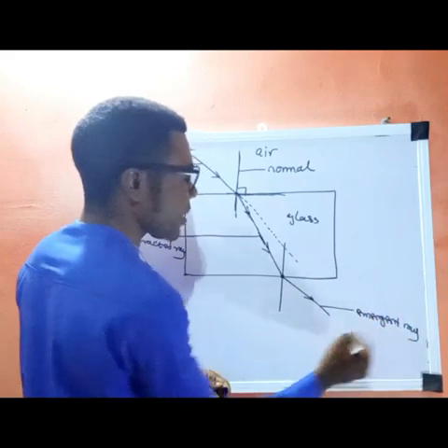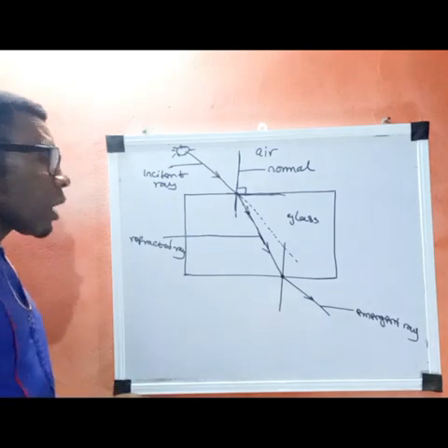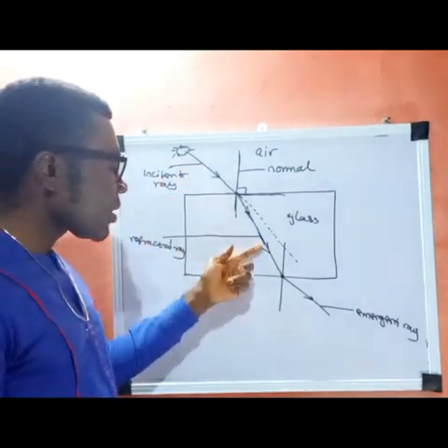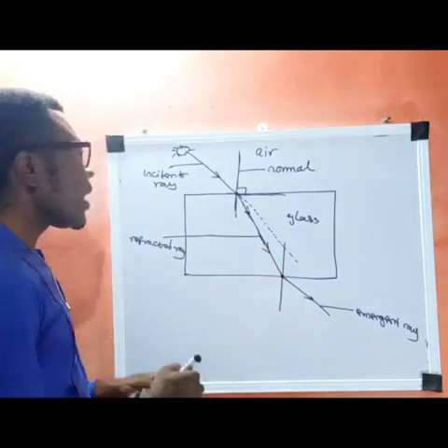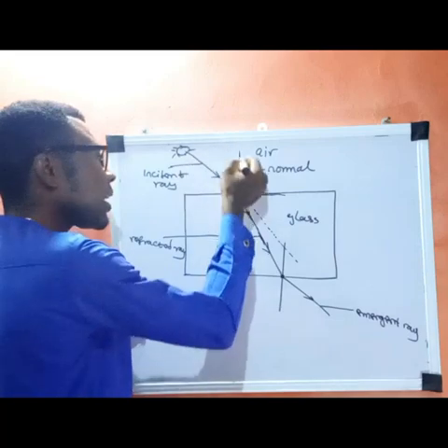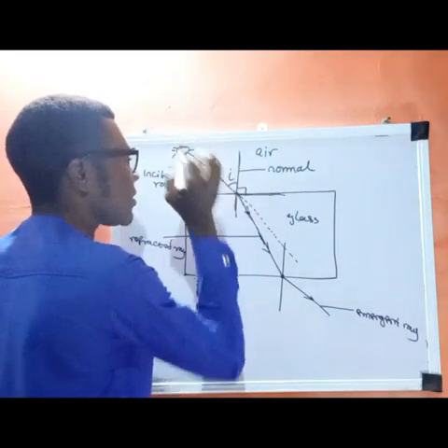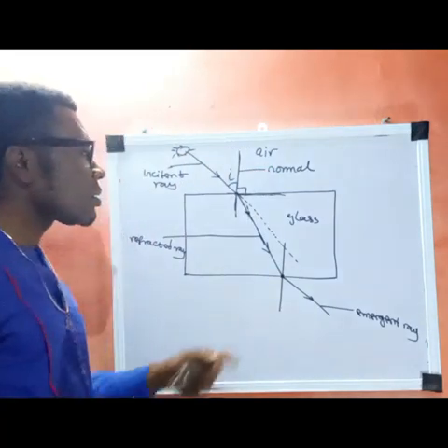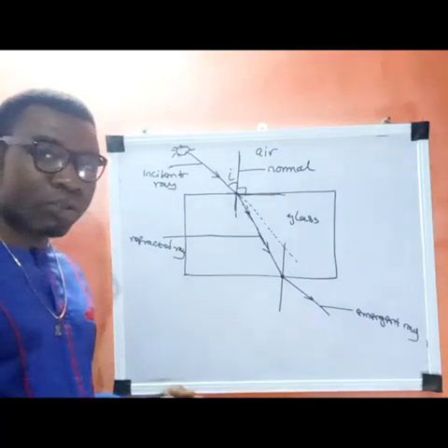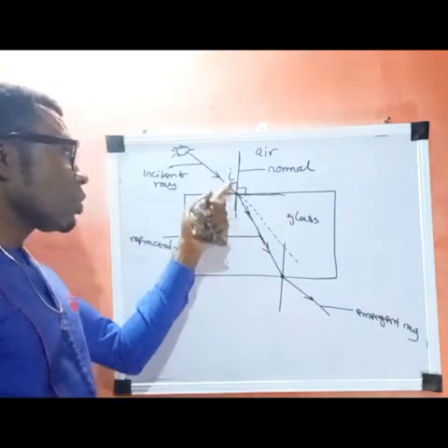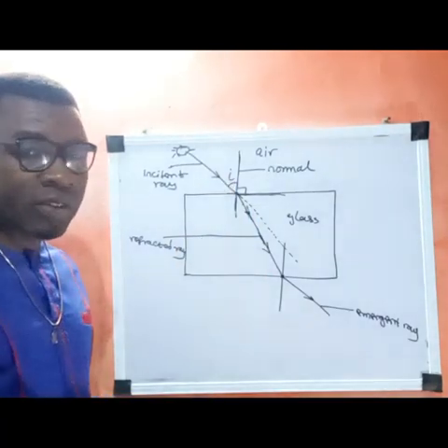Is what you call the emergent ray. So, having known these three rays, the incident ray, the refracted ray, and the emergent ray, the angle between the incident ray and the normal is what we call the angle of incidence. It is usually represented with I. You can use any other symbol actually, but generally we use I to represent the angle of incidence.